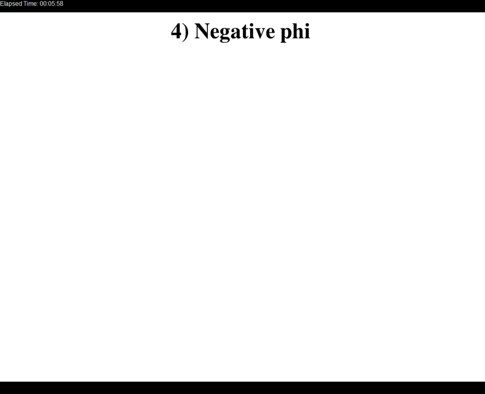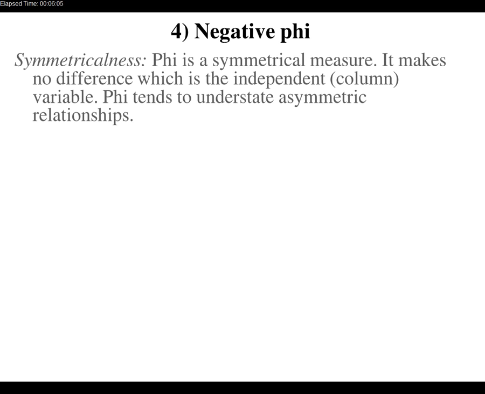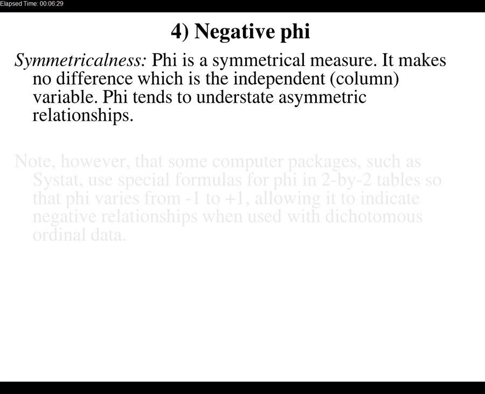And the other thing that we talked about was the phi, or the strength of association, okay? And what does a negative phi mean? Well, you have to know a little bit about symmetry. Phi is a symmetrical measure. It means it makes no difference which is the independent variable. Phi tends to underestimate or understate asymmetric relationships.